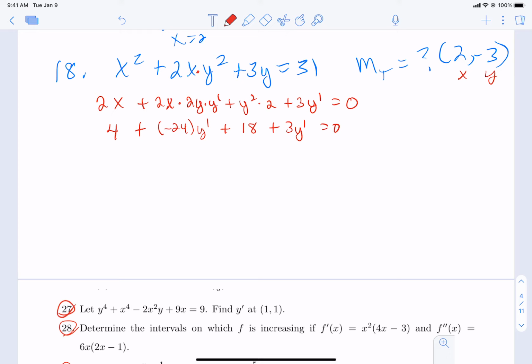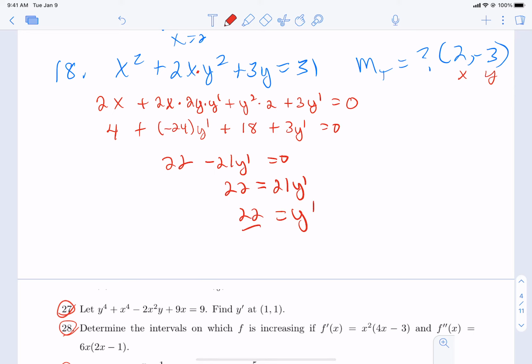So now we only have y primes left. It's just a standard equation to solve for y prime. Let's put the y primes together and the normal things together. 4 plus 18 is 22. -24 plus 3 is -21. Let's move the y to the other side to make it positive. You don't have to. Divide off the 21. So that is the slope of our tangent: 22 over 21. So there's 18.